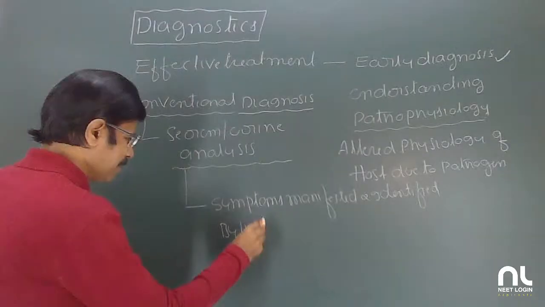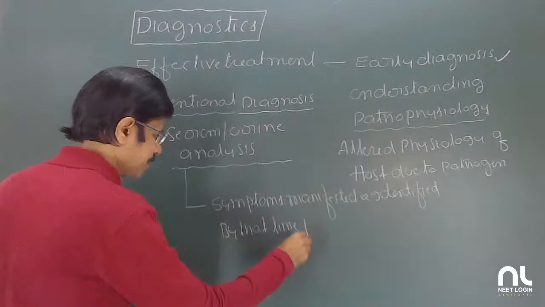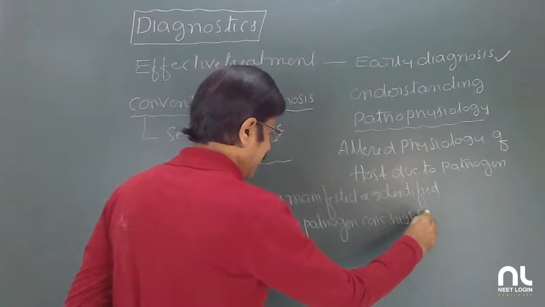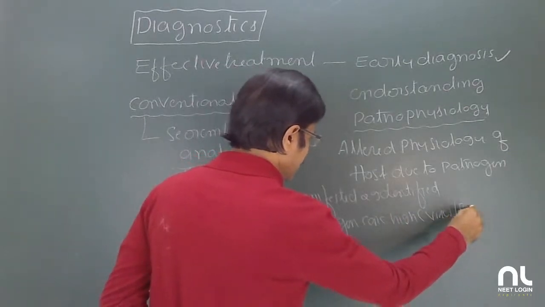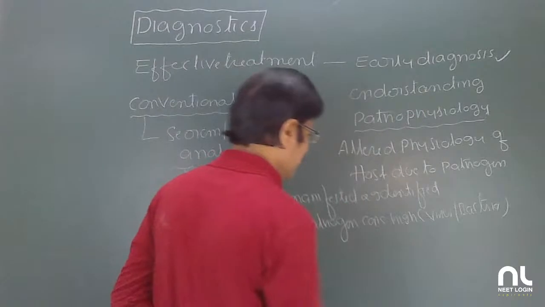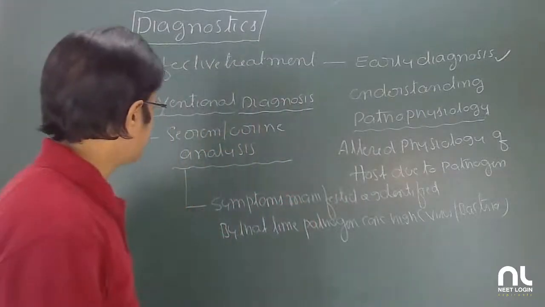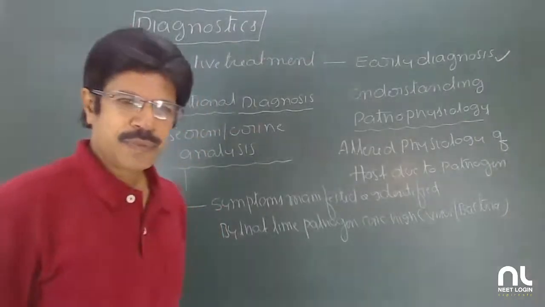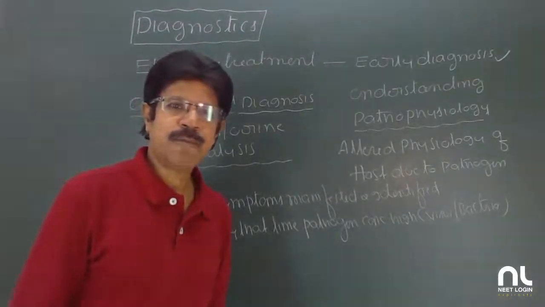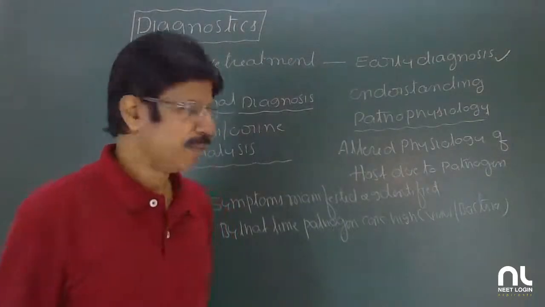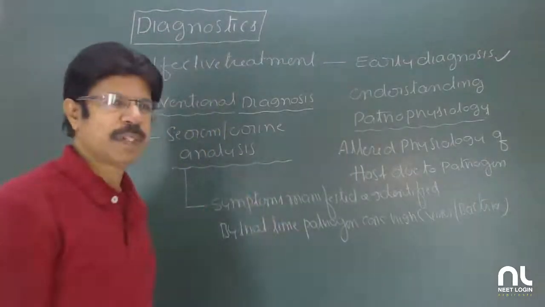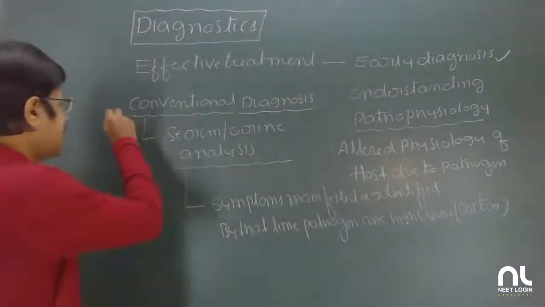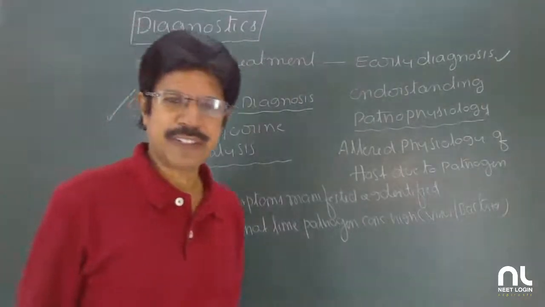By that time, the pathogen concentration is high, virus or bacteria. So conventional methods have some constraint. As we said earlier, for effective treatment, early diagnosis is very, very important. But by the time the concentration of pathogen is already high, symptoms are manifested. That is the constraint in conventional diagnosis.